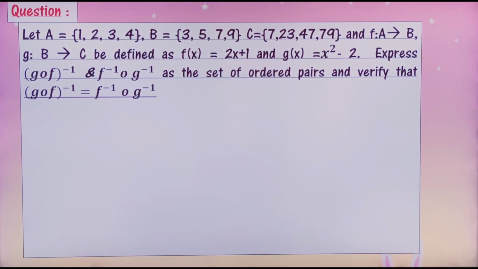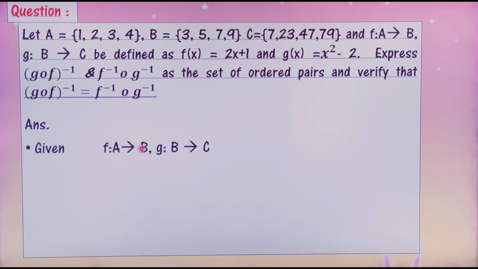Let's do a question. Let A be the set {1, 2, 3, 4}, B the set {3, 5, 7, 9}, and C the set {7, 23, 47, 79}. And f from A to B, g from B to C be defined as f(x) = 2x + 1 and g(x) = x² - 2. Express (g∘f) inverse and f inverse ∘ g inverse as sets of ordered pairs and verify that (g∘f) inverse is equal to f inverse ∘ g inverse.